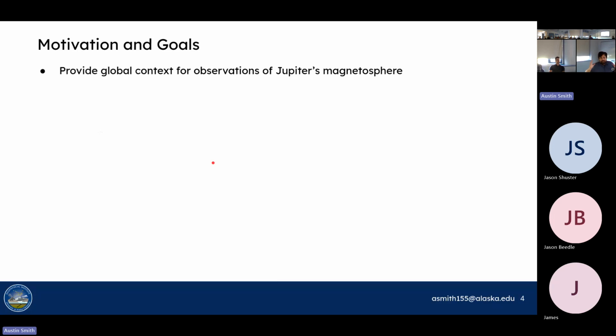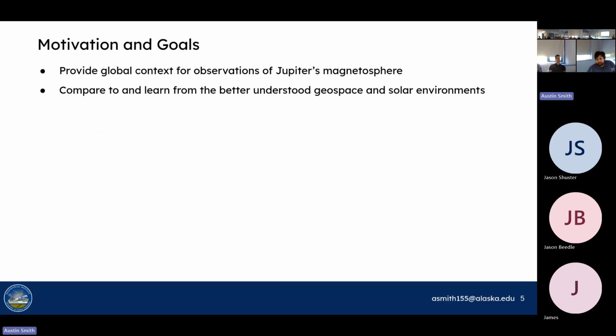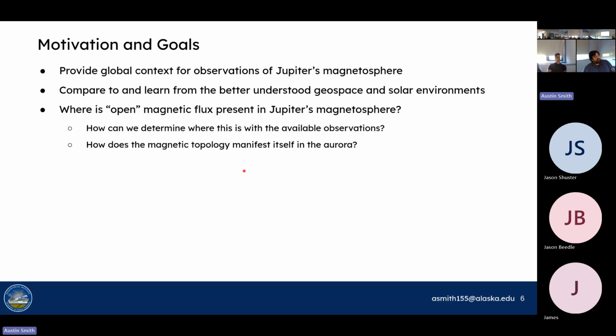And I want to give some overview for the motivations and goals of this whole project. So what I'm doing is I'm trying to provide global context for the observations at Jupiter, and understand Jupiter's magnetosphere through the modeling perspective. Also want to compare to and learn from the more well understood geospace and solar environments. So kind of the comparative magnetosphere aspect there.